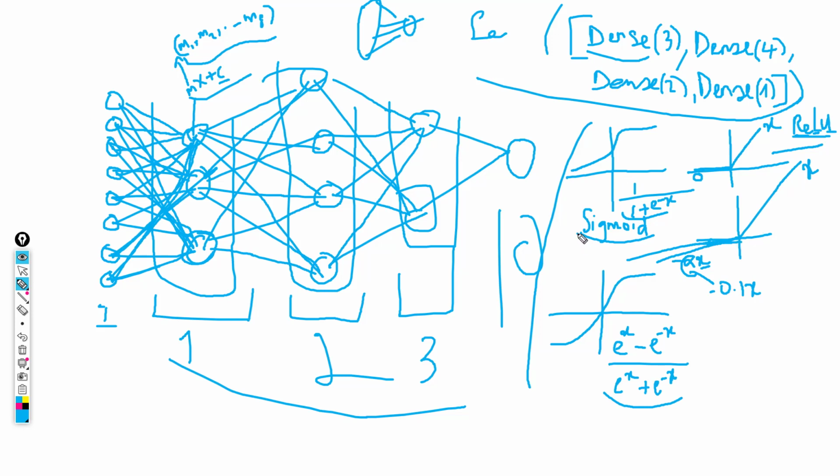Now we have the sigmoid activation function, 1 divided by 1 plus e to the negative x. It looks like this. The tanh is e to the x minus e to the negative x, divided by e to the x plus e to the negative x. For now, we're going to use this ReLU activation function, and you'll see subsequently that all these activation functions can be gotten from tf.keras.activations.